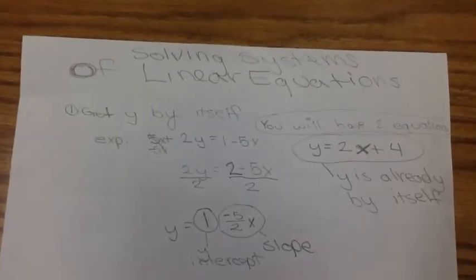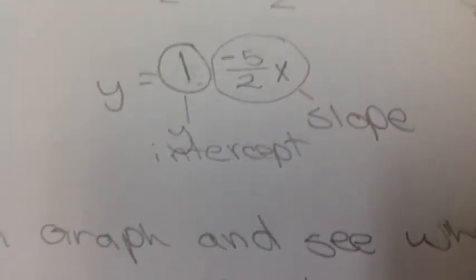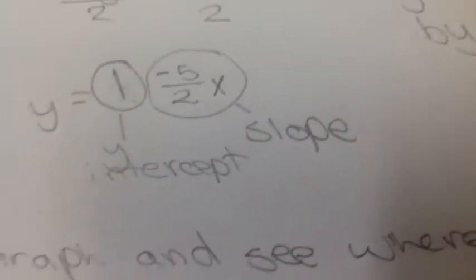Solving systems of linear equations. First, you have to get y by itself. So there will be two equations where you must get y by itself. Then you solve each equation and you find the y-intercept and the slope for both. Then you graph and see where they intersect. The point where they cross, or intersect, is your answer.